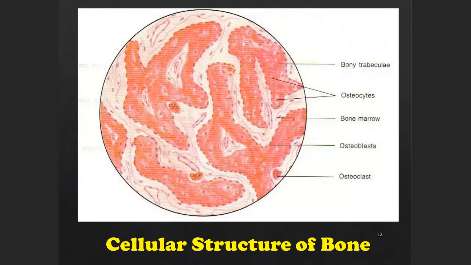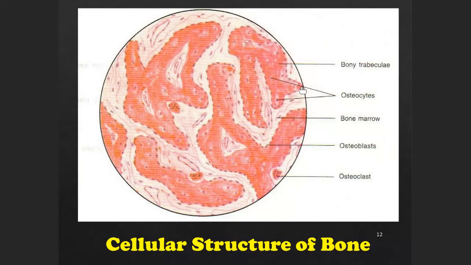Now next is your bone. This is the cellular structure of bone, like how we have done the cellular structure of cartilage. All these that you are seeing are your bony trabeculae. See, these all are your bony trabeculae. Now the bony trabeculae are lined by these small cells. Can you see these cells? These small cells along the lining of the trabeculae are called your osteoblasts.